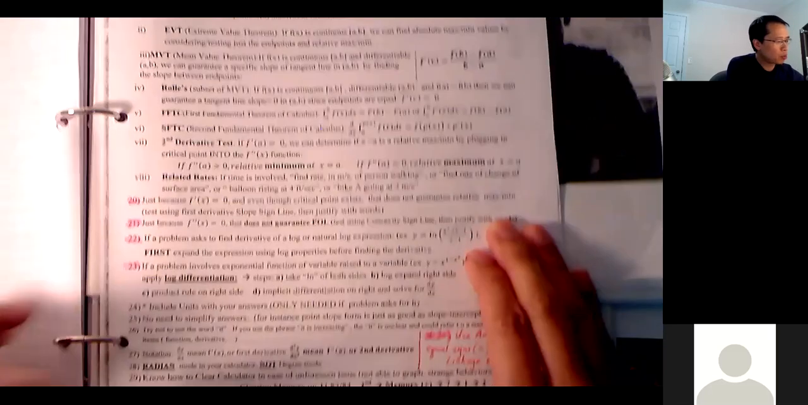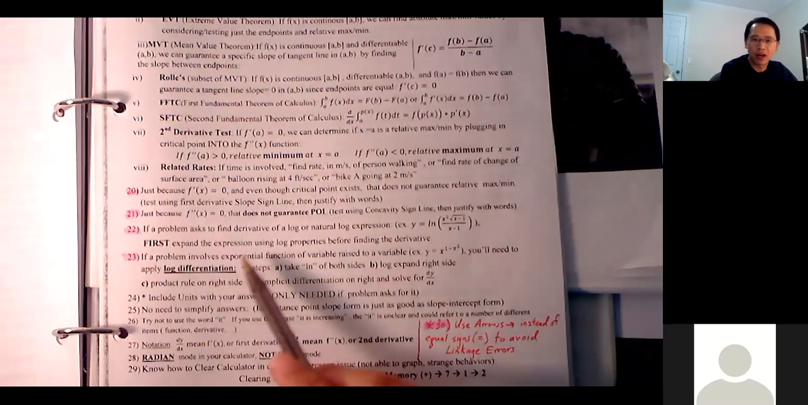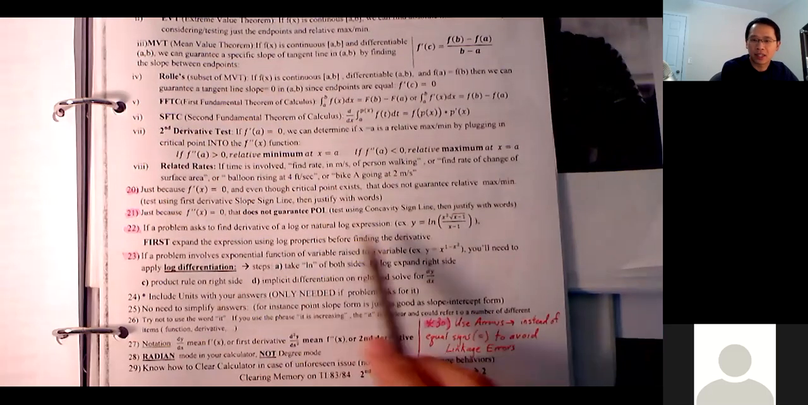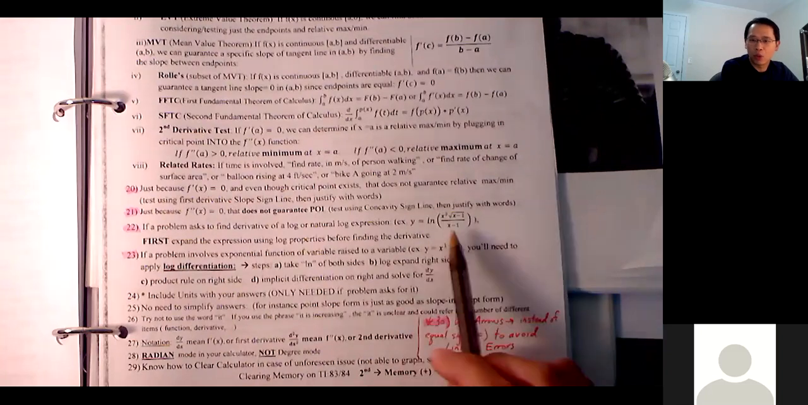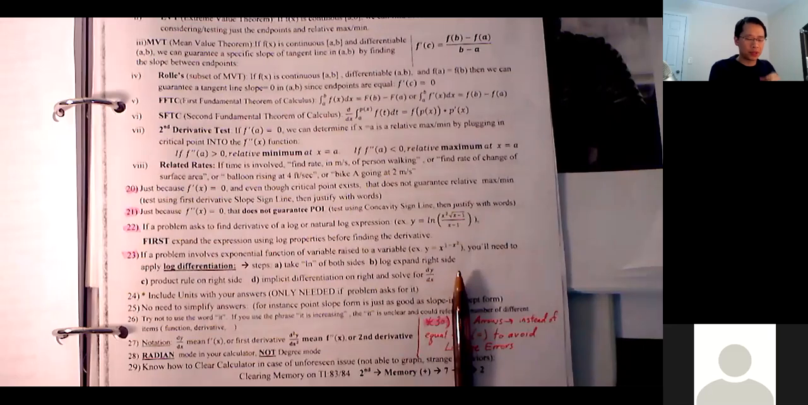A couple more points here. These may be more minor, but I want to make sure I go through these. If a problem asks you to find the derivative of a log or natural log expression, such as something as messy as this, you don't want to jump into the derivative. You want to spend the time to expand the expression, and then you can do your u prime over u. Let me show you an example here.